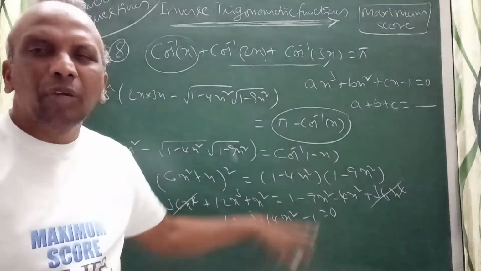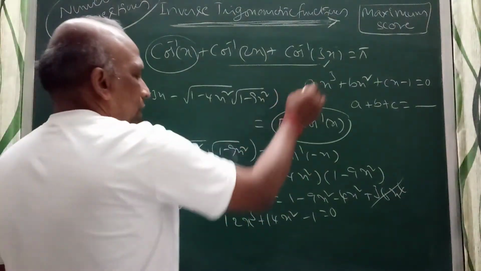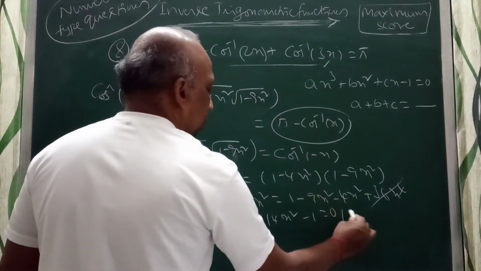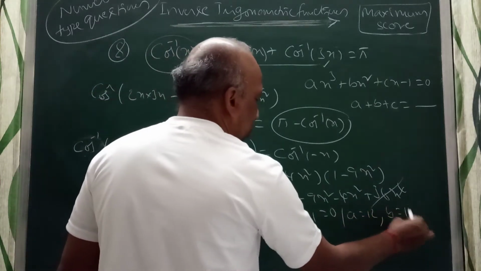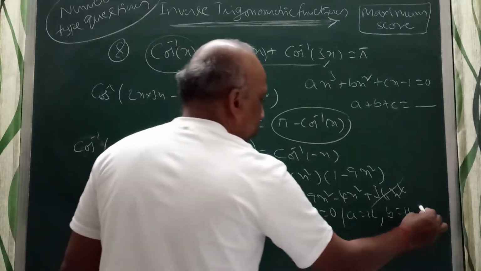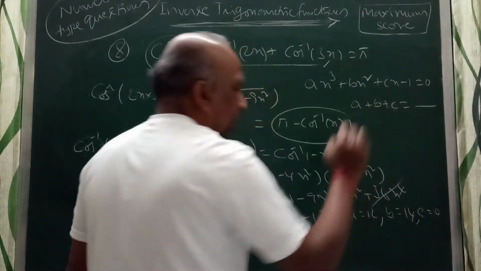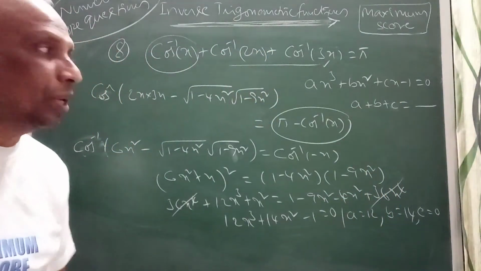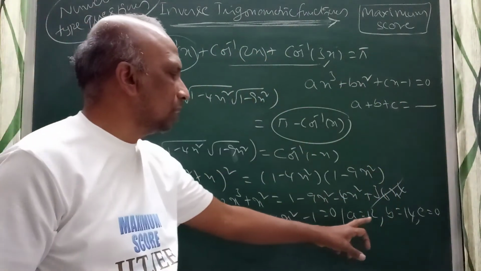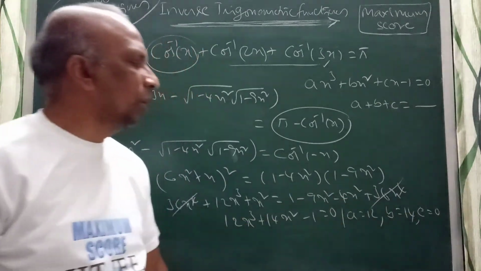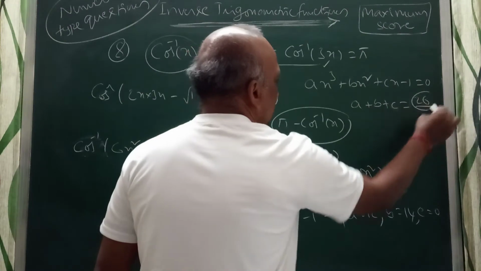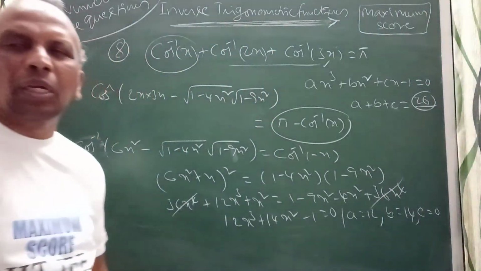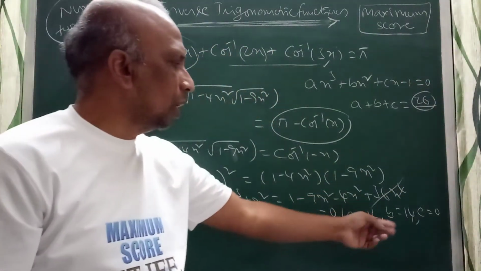Compare with the given equation. Compare with: a is equal to 12. The x square coefficient b is equal to 14. The x coefficient c is 0. They are asking what is a plus b plus c, the problem. A plus b plus c is 12 plus 14 plus 0. Your answer is 26.